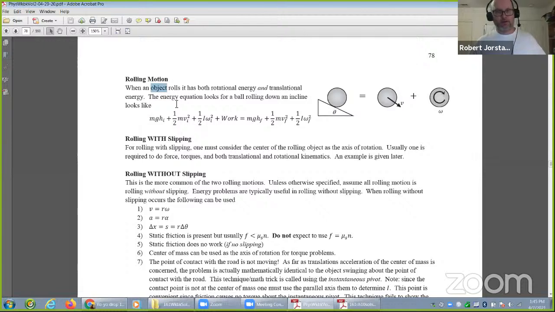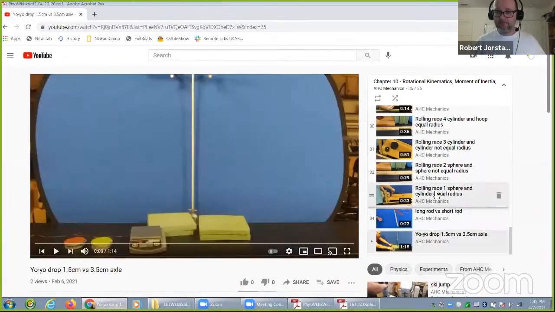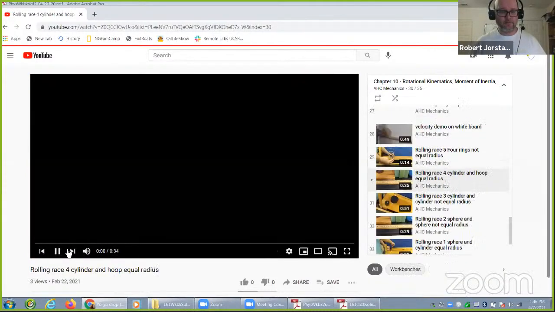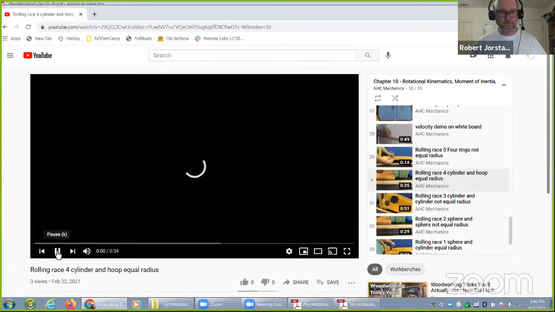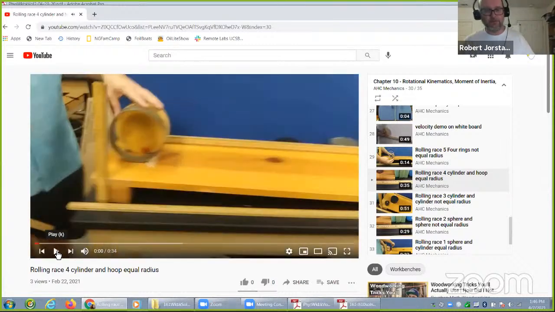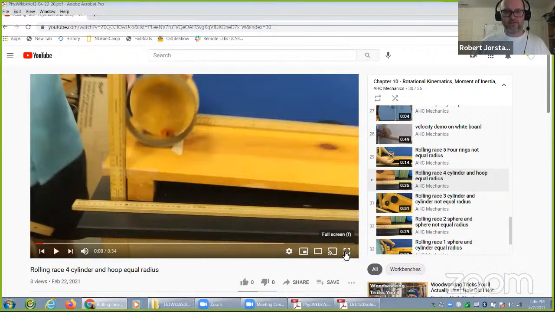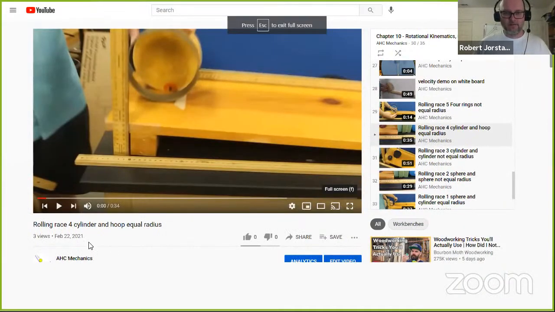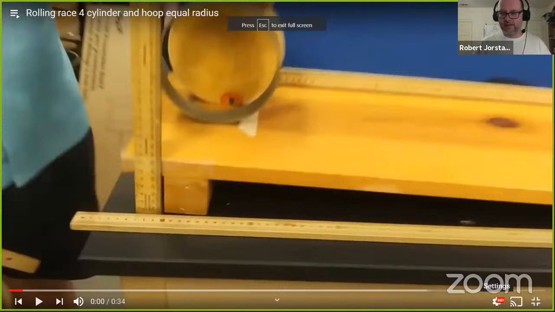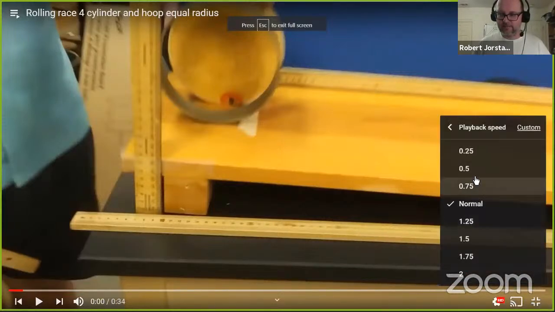Rolling motion. All right. Things get a little bit tricky here. Let me see if I have a... Let me do this one. Right here. Okay. I have a hoop and I have a wooden disc here. Let me make this full screen. Okay. And then I'm going to slow it down just a little bit.